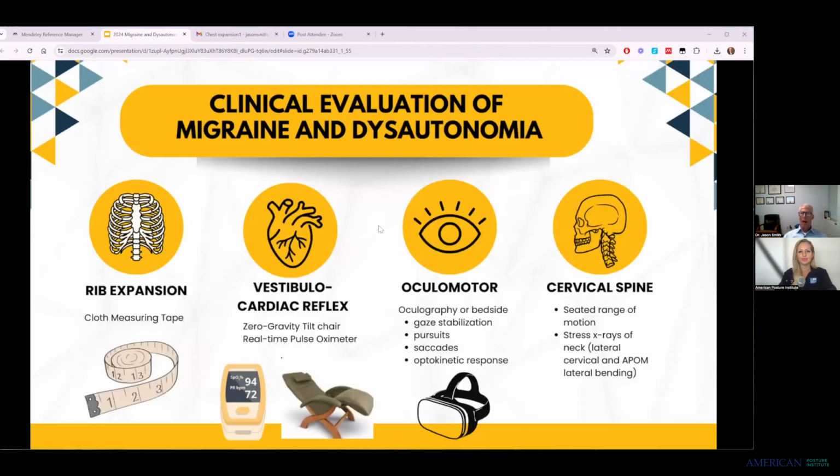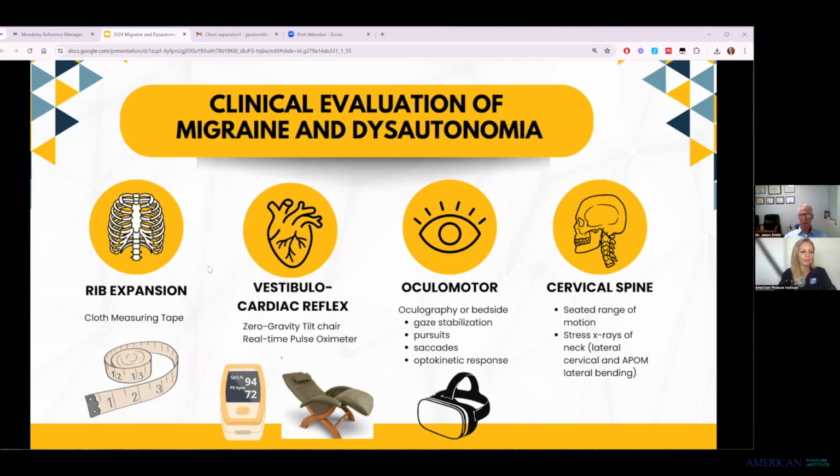So when I evaluate a migraine case that seems to have dysautonomic patterns, I think every one of these cases deserves a full, thorough neurologic exam, but I'm just highlighting a few of the things that I do that are a little bit different, that have been sort of home runs in some cases. So the first thing I mentioned earlier is the rib expansion.